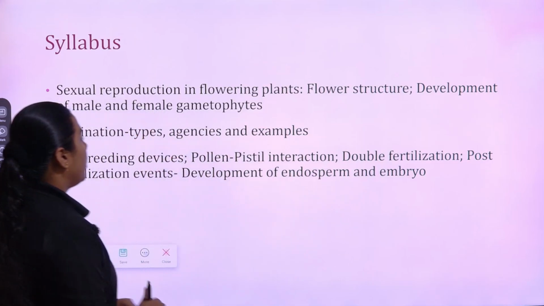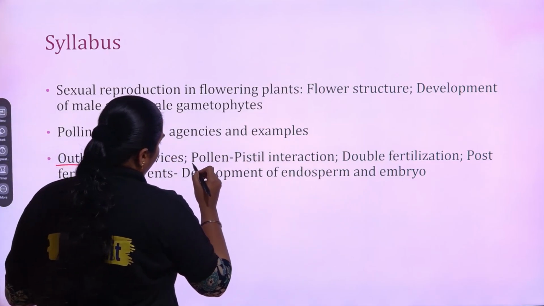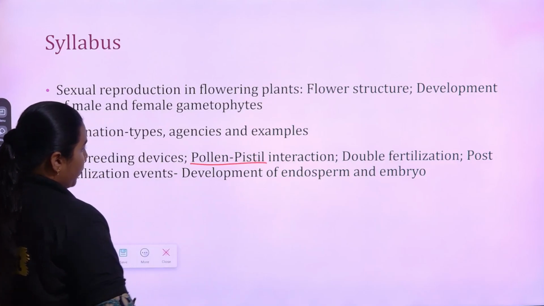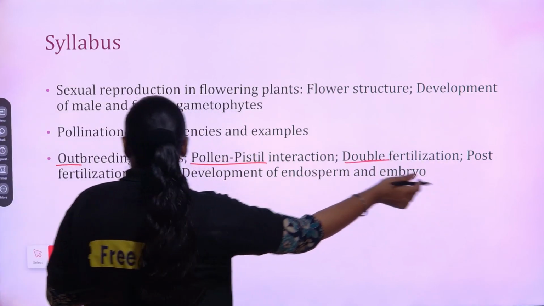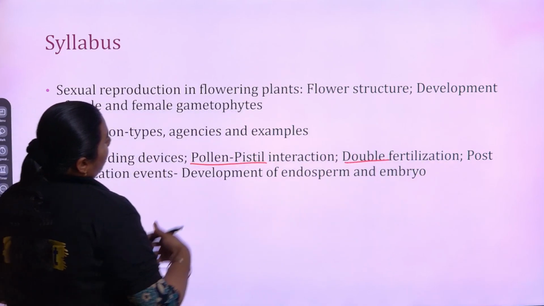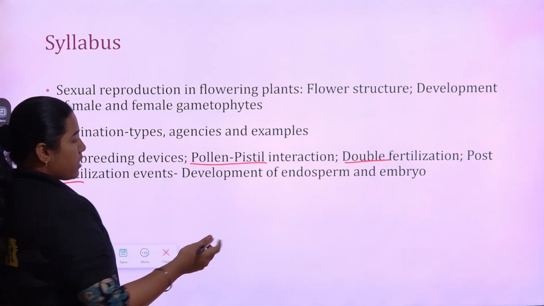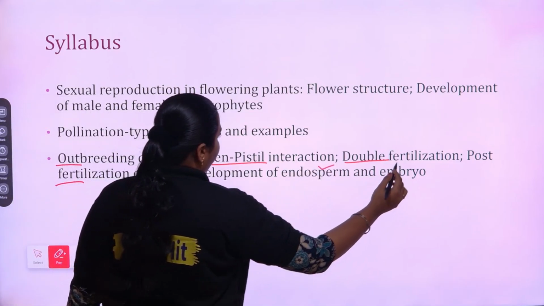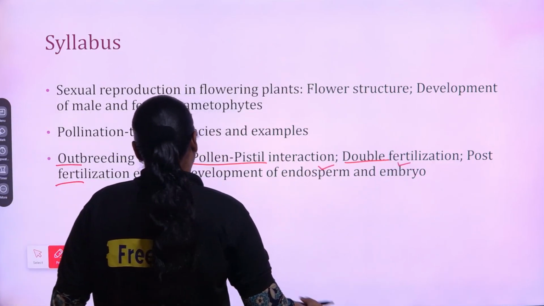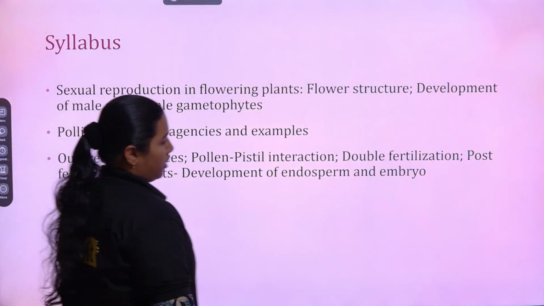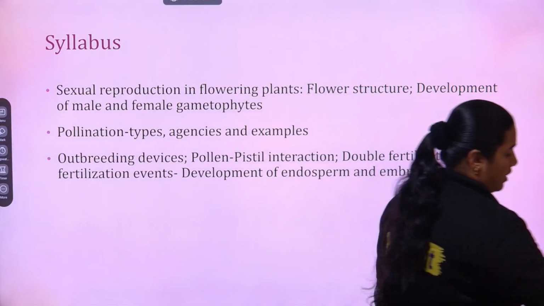Then the concepts that come under it are pollen-pistil interaction, double fertilization, and post-fertilization events: what happens after fertilization, how the endosperm forms, how the embryo forms, and all those things you'll be studying in this third objective of the lesson.